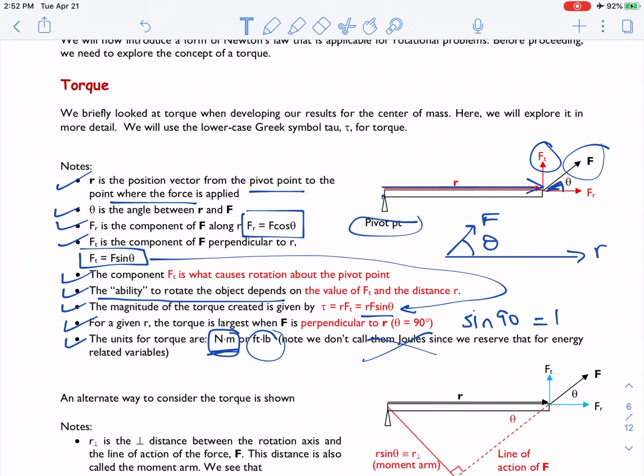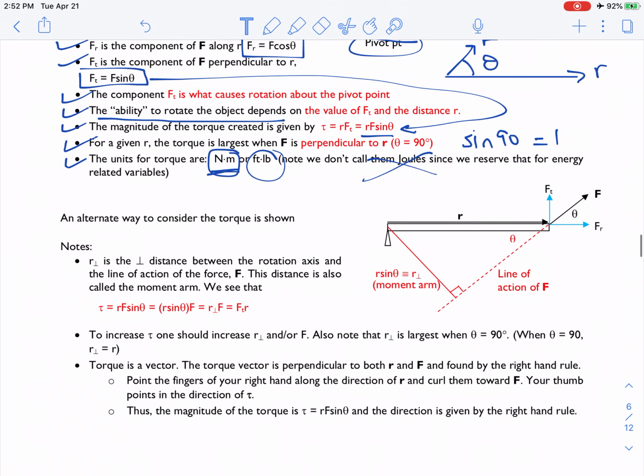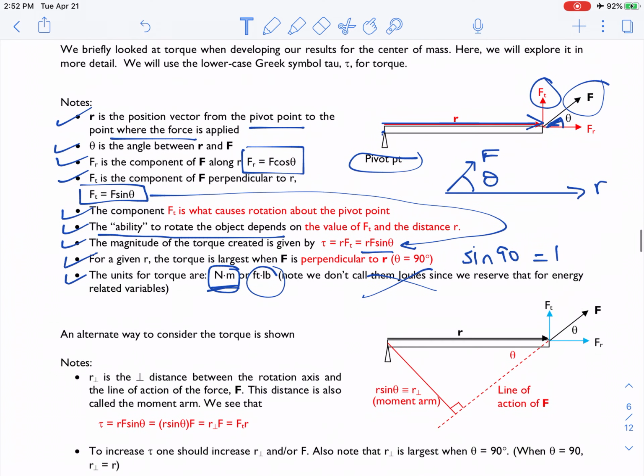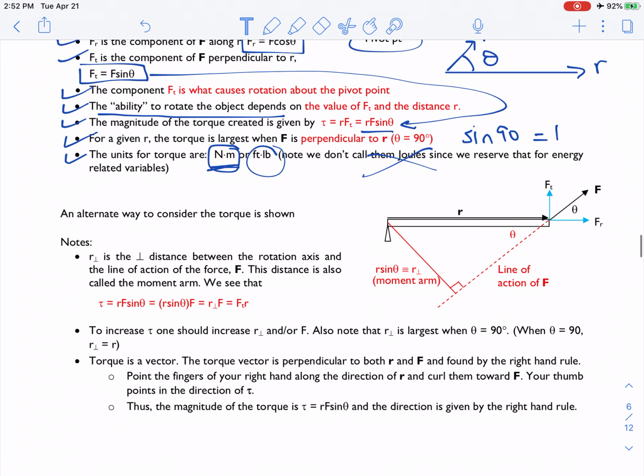And there is another way you can find the torque. So here we did split the components of force. You can also think of the components of R instead of the torque, instead of the force. Okay, so what we do here is you take the perpendicular R to F. So you extend the line of F.